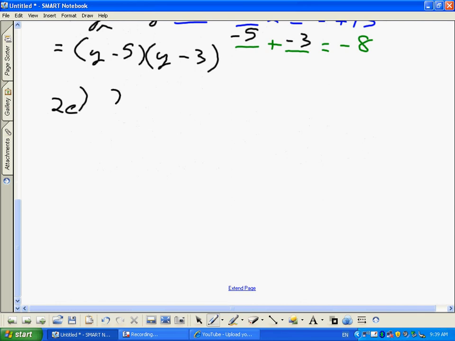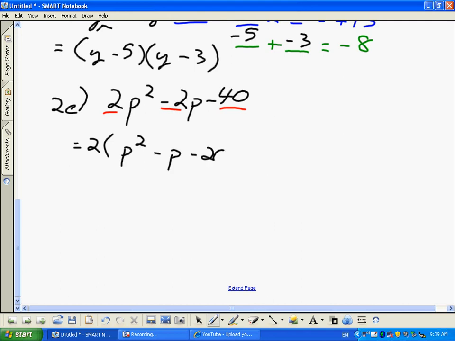2e. Okay. 2e is a little different. Remember, we always want to do common factoring first, if we can. So, I'm going to try to common factor this. If I look at the coefficients, 2, negative 2, and 40, I can take the number 2 out of this. When I take 2 to the outside, I'm left with p squared minus p minus 20. So that 2 is on the outside. You have to keep that 2 there.